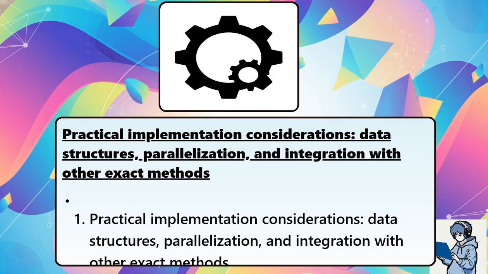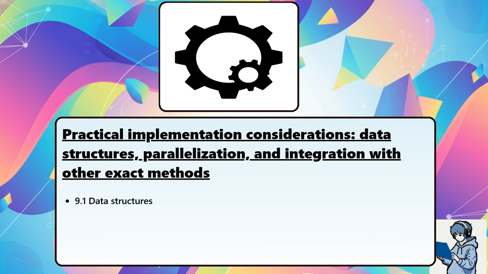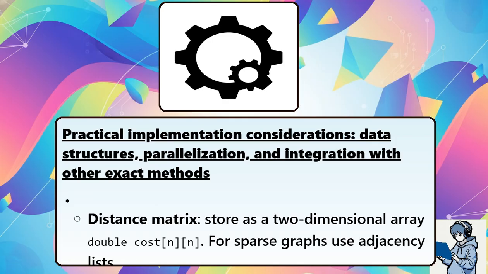9. Practical implementation considerations: data structures, parallelization, and integration with other exact methods. 9.1 Data structures. Distance matrix: store as a two-dimensional array, double cost[n][n]. For sparse graphs, use adjacency lists.